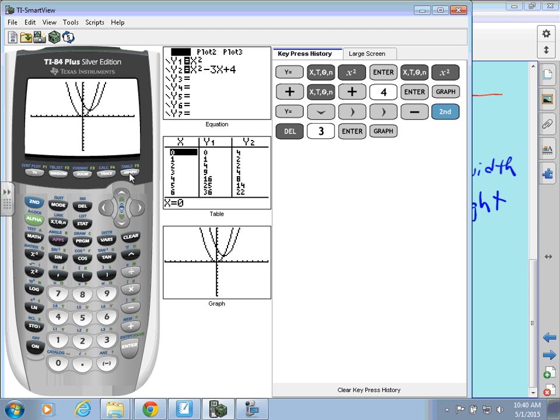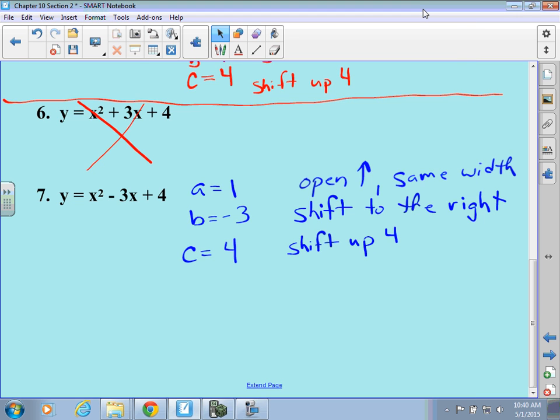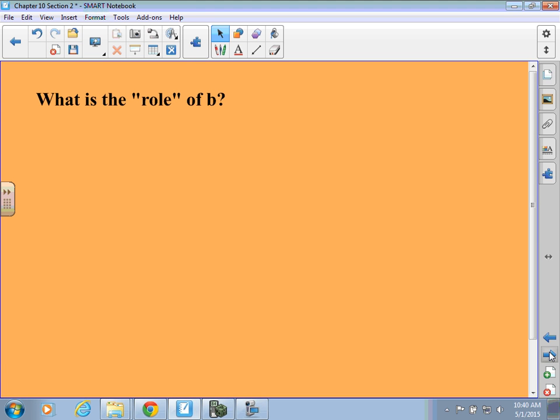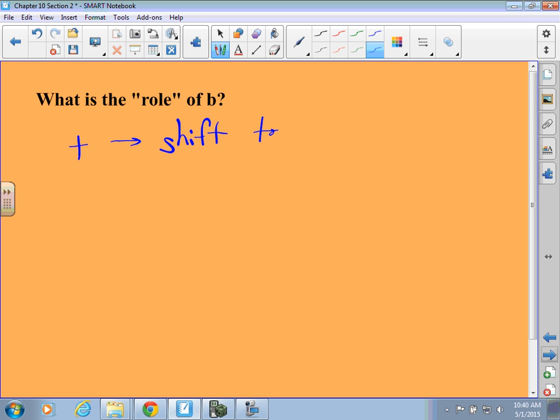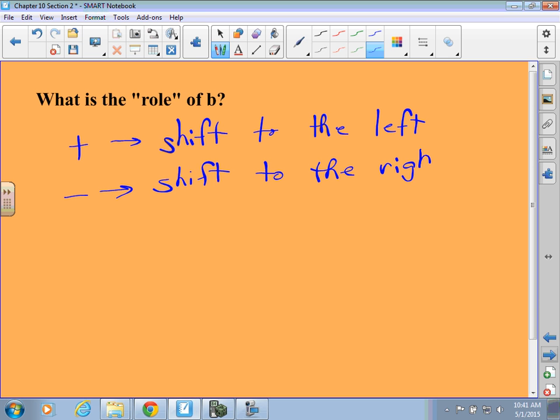All right. Now, let's go to the next slide and let's talk about the role of B. Okay. If B is positive, what's going to happen? Shift to the left. And if B is negative, it's going to shift to the right. This is a test question. This is a test question. It's going to be: what's the role of A, what's the role of B, and what's the role of C. Okay? And this is what I'm going to want. And if you want to, you can draw pictures to do it.